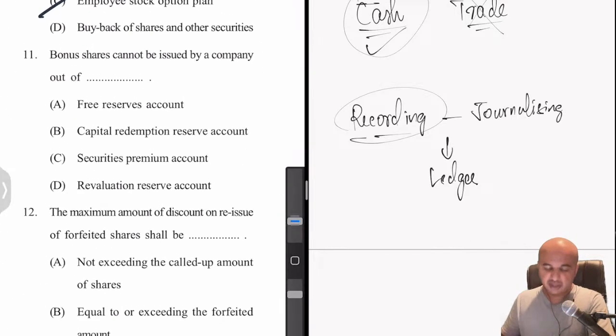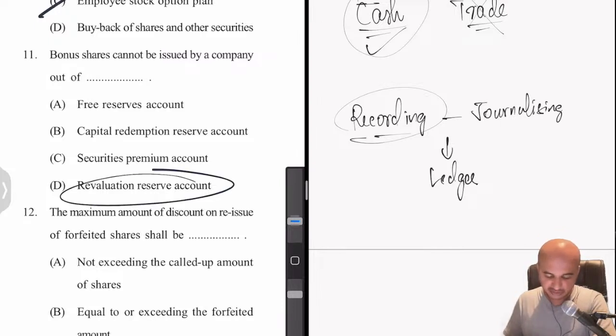Anyway, the next one is easy actually. Bonus shares cannot be issued by a company out of dash. Capital redemption reserve, definitely yes, but revaluation reserve again is not a valid reserve. We cannot.